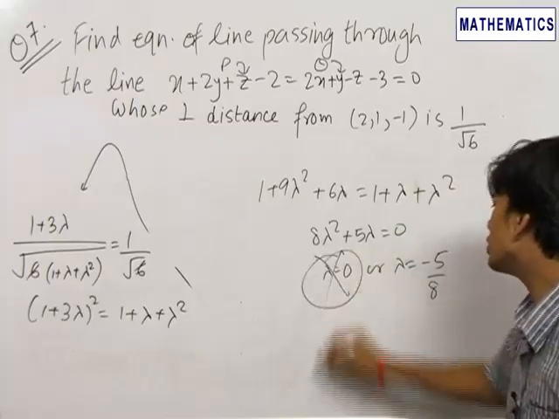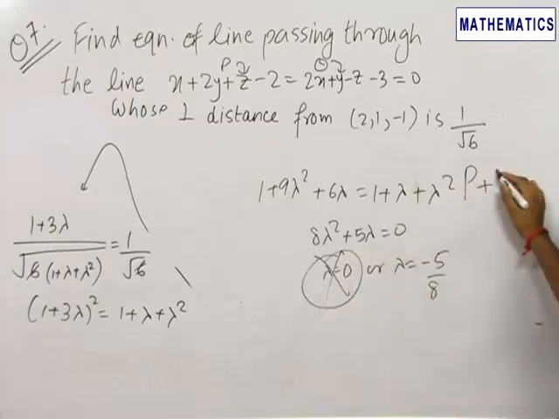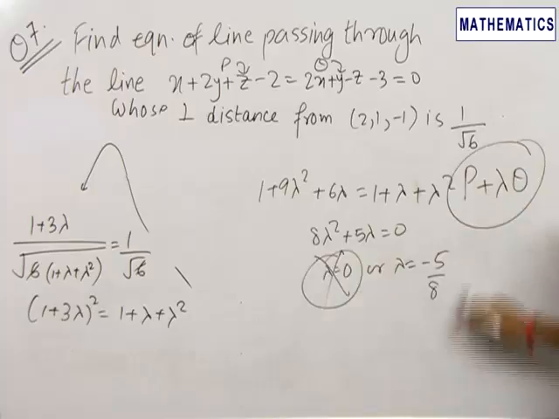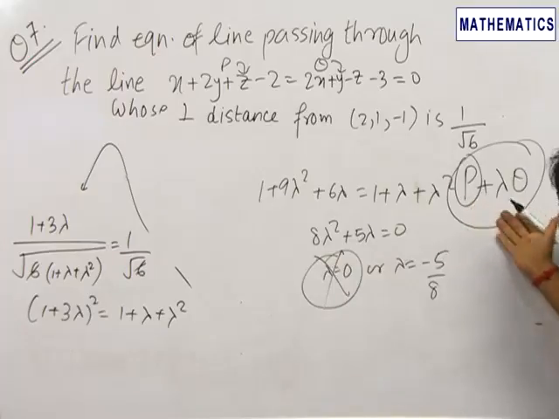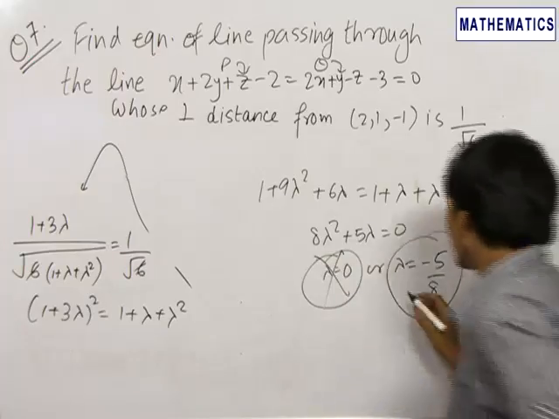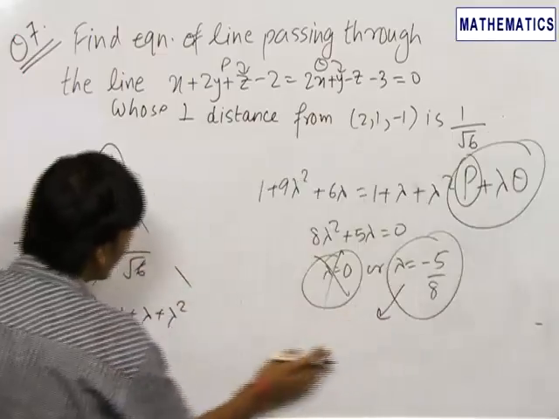The value of lambda equal to 0 is rejected because we had written the equation of the plane to be equal to P plus lambda Q. If lambda is equal to 0, then the plane will be P itself. Therefore we are not getting any new plane. Therefore the value of lambda selected will be equal to minus 5 by 8.